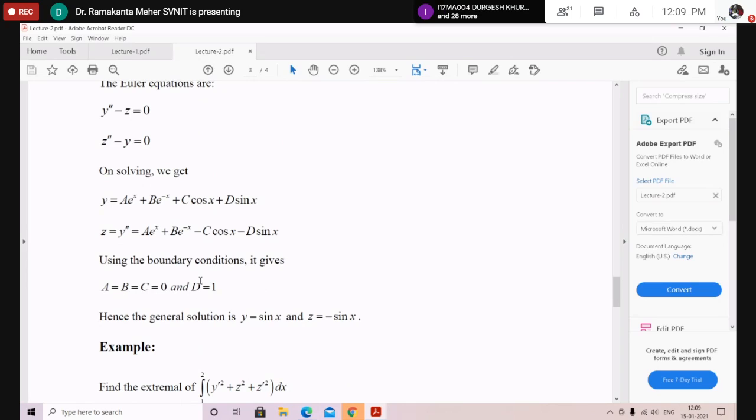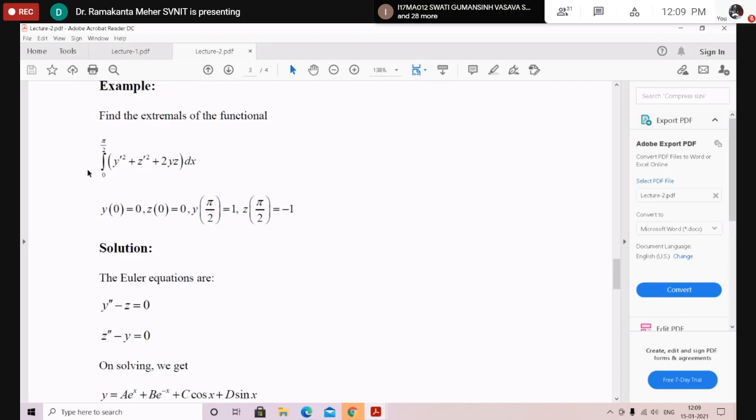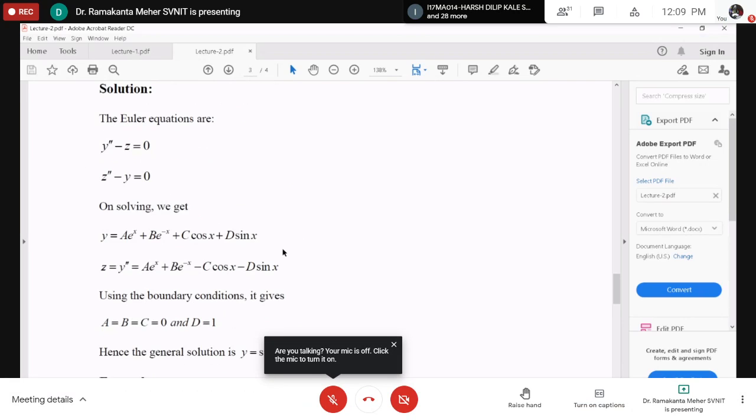If we substitute d equal to 1 in y of x as well as z of x, we can write the value of y as sin x, and the value of z is also sin x, because we are taking d equal to 1. So these are the extremals of this variational problem, the integral from 0 to pi by 2 of y d square plus z d square plus 2yz dx.